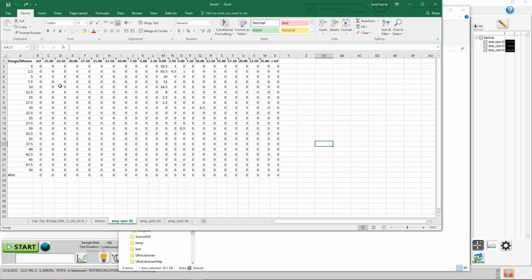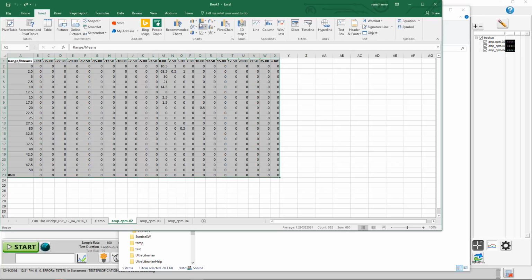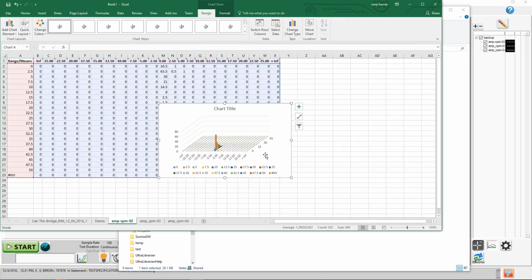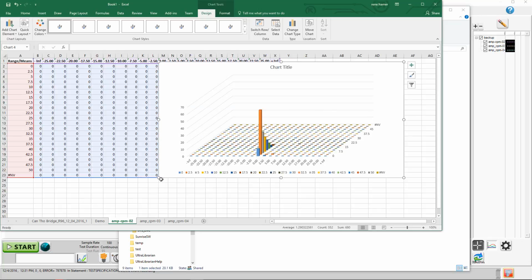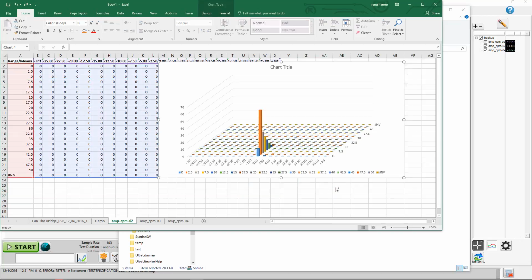Okay, let's select the data. Insert three-dimensional columns. And then here we have the data recorded. It shouldn't be much of a surprise what we are seeing here. Let me do that back. You see that all the cycles are counted over the mean, and we have a large cycle count because we have a vibrating system.